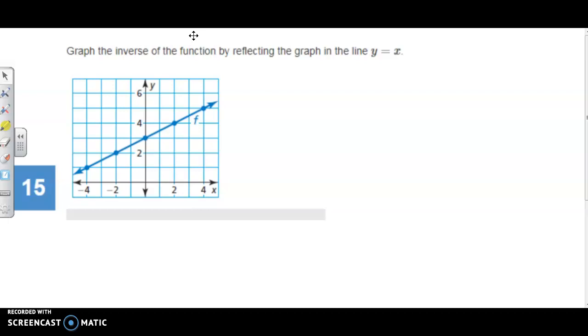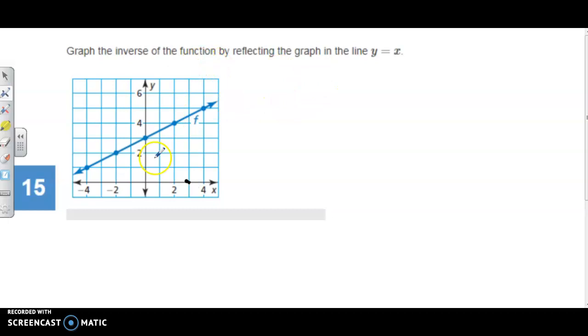So the first question to go over was number 15. It says graph the inverse of the function by reflecting the graph in the line y equals x. So if you go back to the first video we did, the very first thing we talked about is finding the inverse of relations, and the way that we did that was we just switched the x and the y value. So the easiest way to do this would be just switch the x and the y value of the ordered pairs. So for this function f, it has the ordered pair (0, 3). So the inverse of it would be (3, 0). So let's go to (3, 0) and I'd put a point.